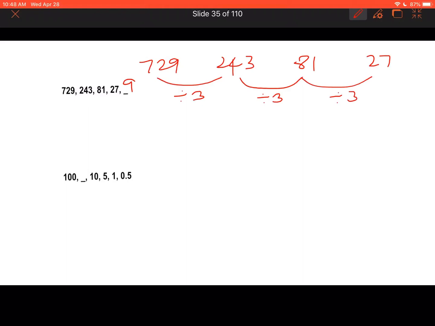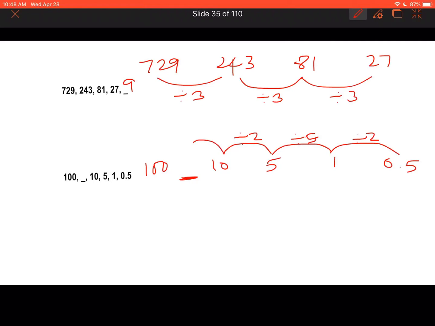Okay, so the next problem is we have to find a number which is in the middle. Okay, so here we have to find a number. 10 and 5. 10 divided by 2 is 5, right? And 5 divided by 5 is 1. And 1 divided by 2 is 0.5, right? So we have divided by 2, divided by 5, divided by 2.